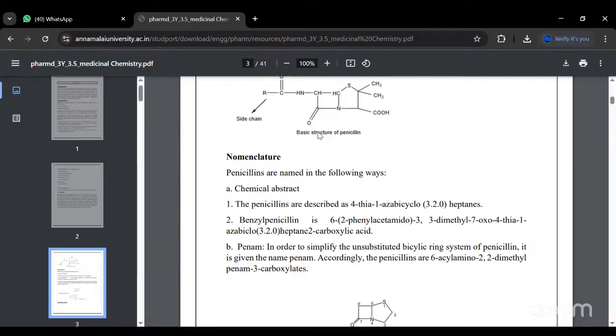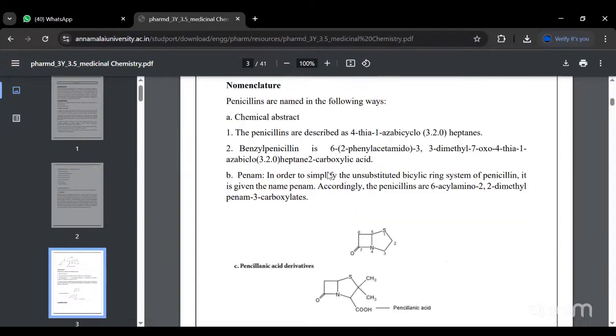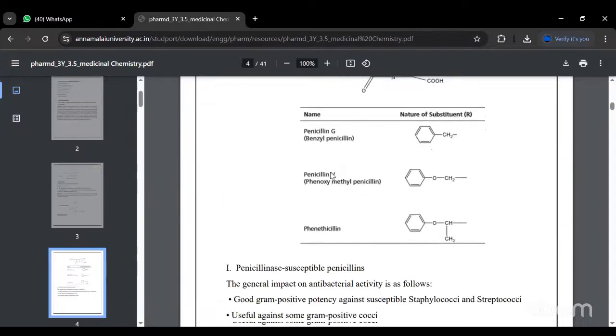In order to simplify, the unsubstituted bicyclic ring system of penicillin is given the name penam. Accordingly, the penicillins are 6-acylamino-2,2-dimethyl penam-3-carboxylate.